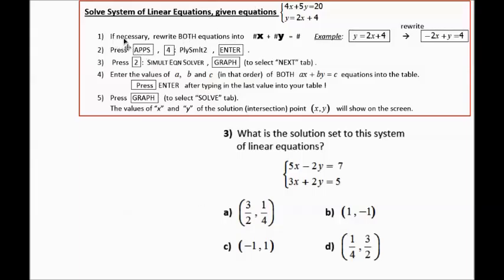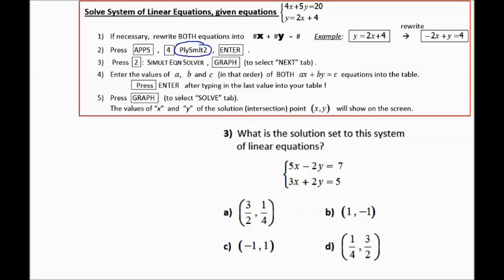The first step that they write here is, if necessary, rewrite both equations into this form. You should have a number with the x plus or minus, a number with the y, then the equal sign, then another number. In this case, they all look to be in that form. That is called standard form, so we don't need to do anything with step 1. Step 2, we're going to be looking for this app called Polysymult 2.